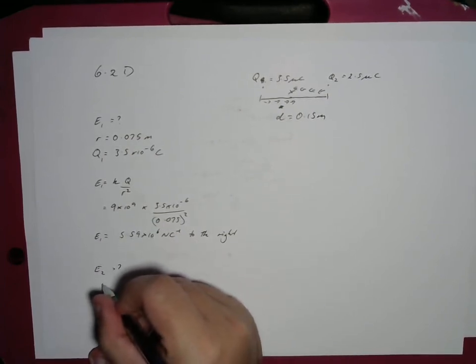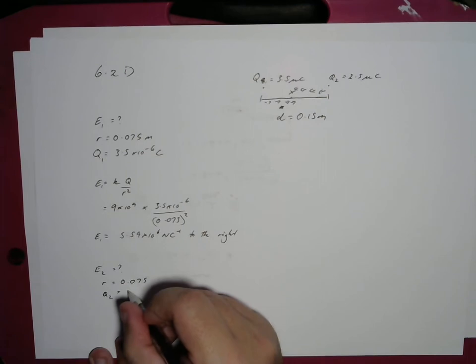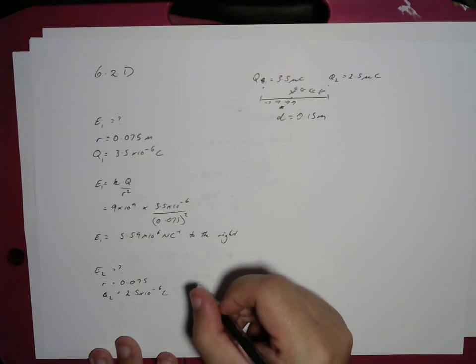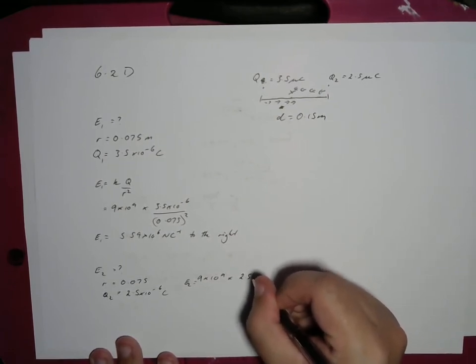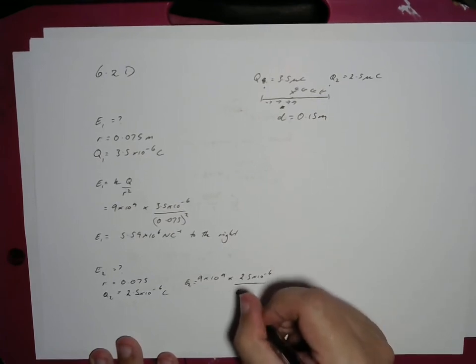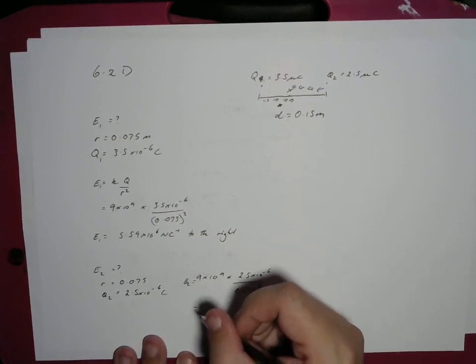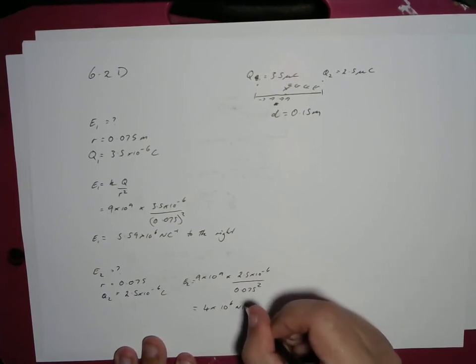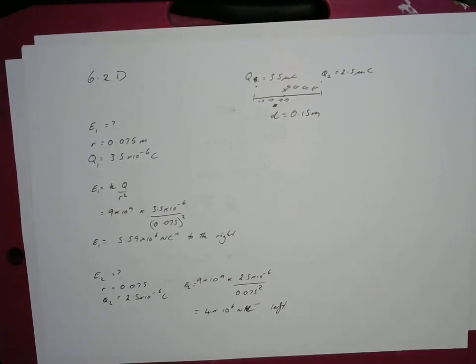Let's do E2. Now the radius is the same, because we're halfway. Q will be different, because it's 2.5 times 10 to the negative 6. I'm just going to substitute into the formula, so E2 equals 9 times 10 to the 9 times 2.5 times 10 to the negative 6 divided by 0.075 squared. E2 would equal 4 times 10 to the 6 newtons per coulomb, left.